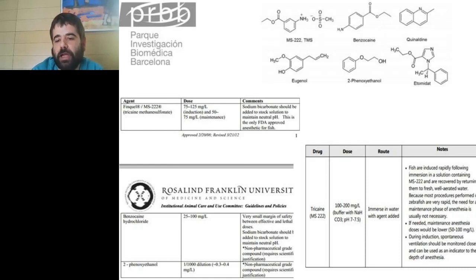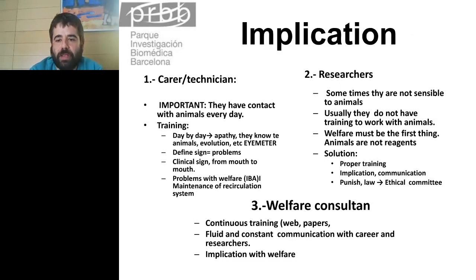Finally, we can think that we have everything done, but there are more animals going around our facility. These animals are humans and are really related to animal welfare. First of all, we have the technicians, the people who are every day in contact with the animals. So we must train them and define the things that they should check for animal welfare. So it's really important to have fluent communication with them and to make some health reports to know which kind of problems you have in your facility.